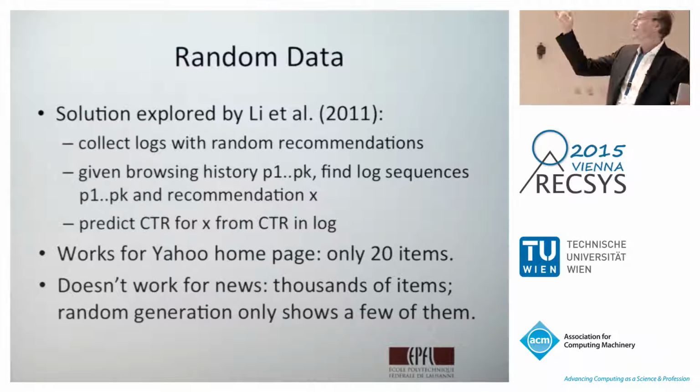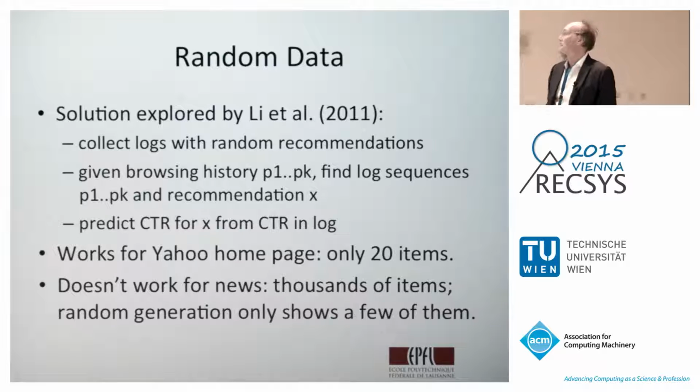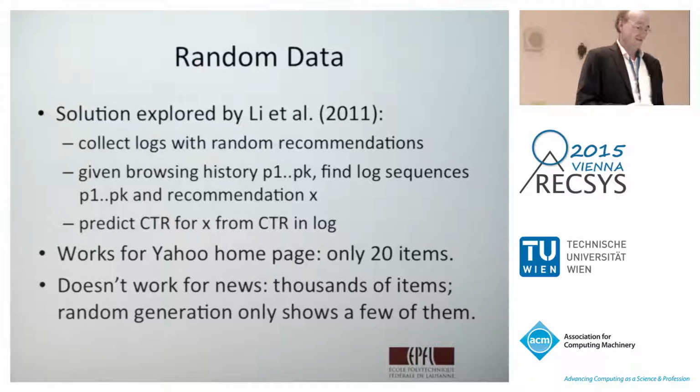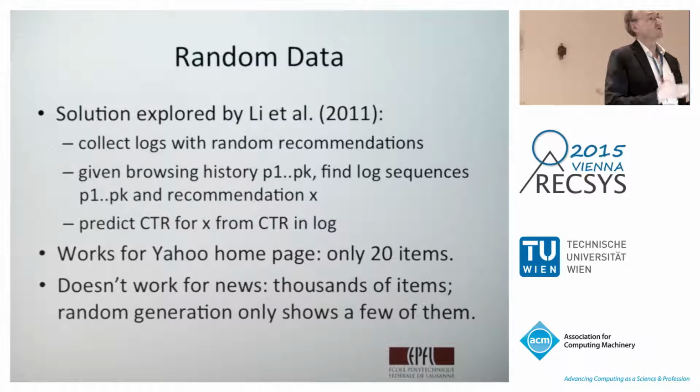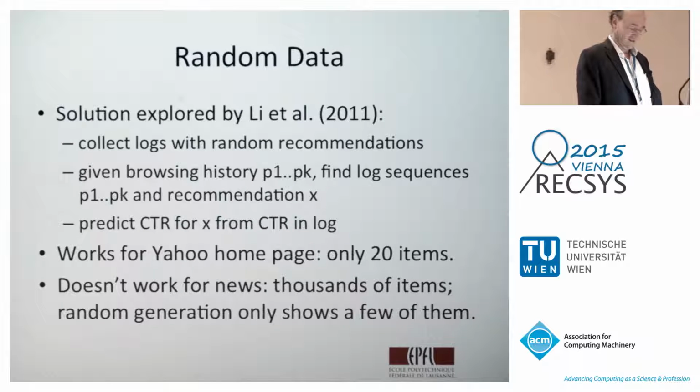Now this works for Yahoo homepage because there are only 20 items, but it doesn't work for our news sites where we have thousands of stories, and the random generation will not show enough of them. So that's unfortunately a technique that we cannot use.